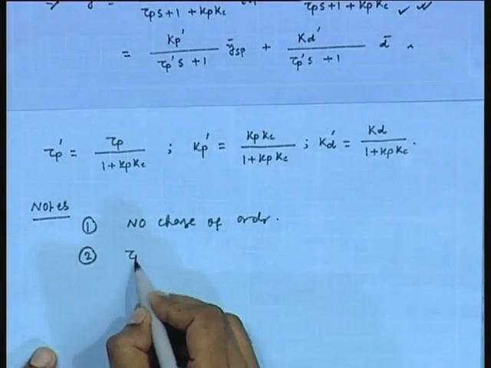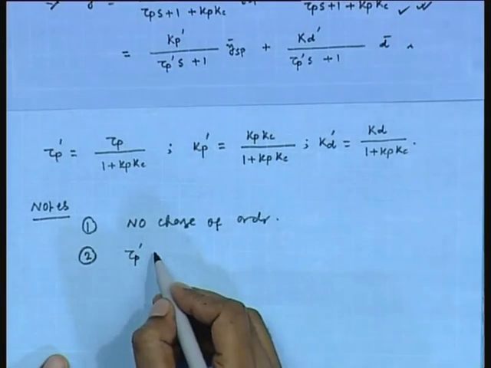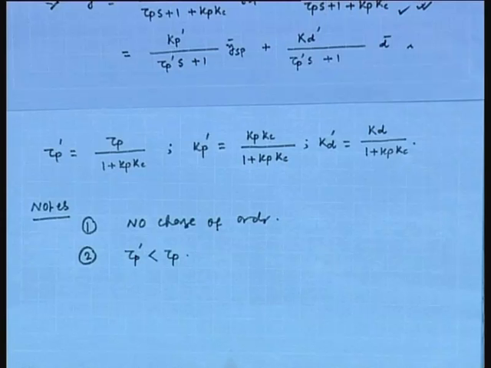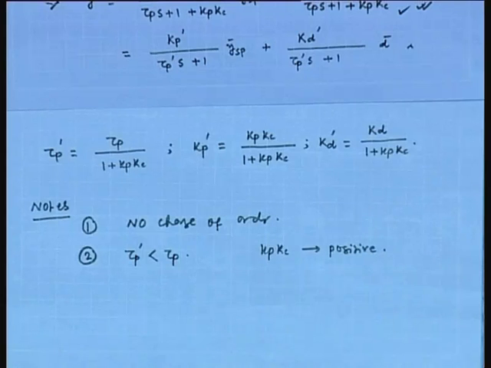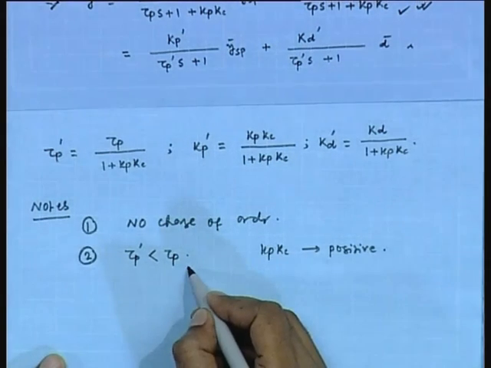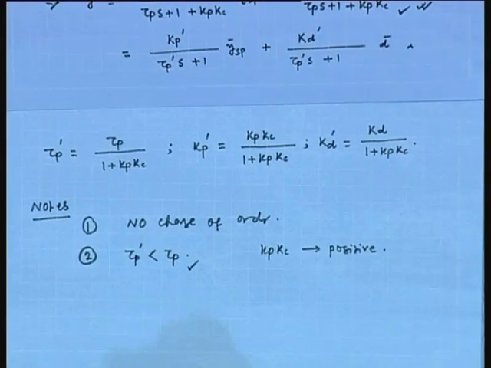Second conclusion can be made based on tau p prime: tau p prime is less than tau p, and Kp Kc is always positive, and therefore, tau p prime is less than tau p. So, what does it indicate? Due to the inclusion of proportional action, the overall response becomes faster because the time constant is decreased. So, this is the second conclusion.